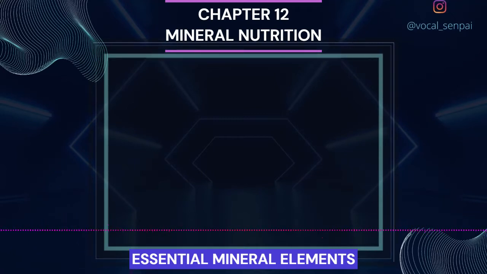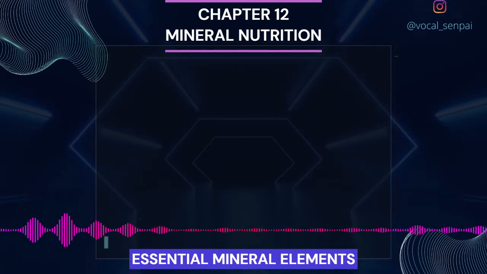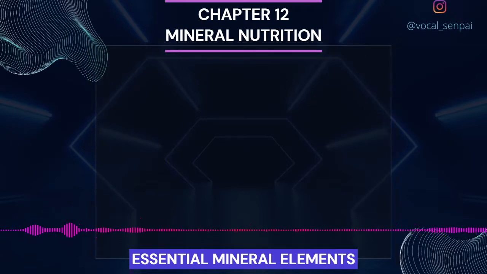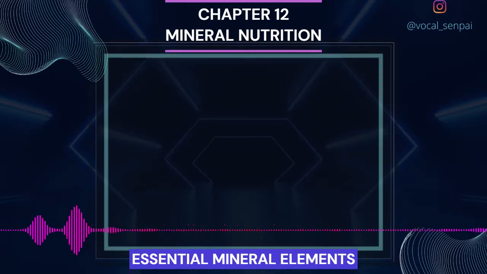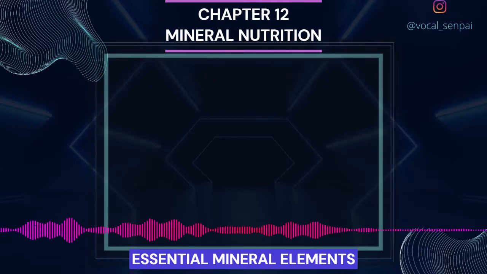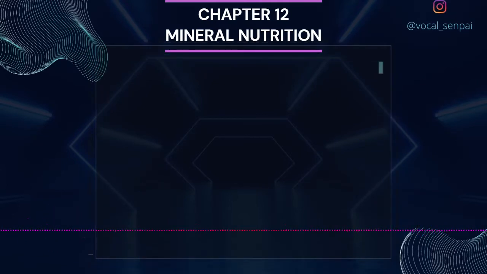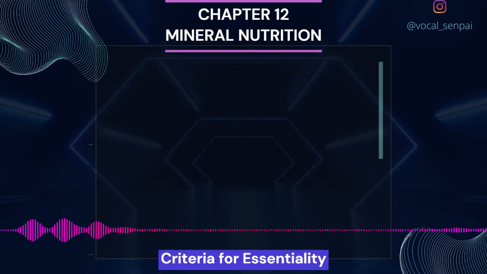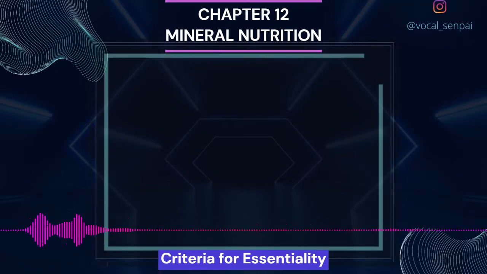The question is whether all the diverse mineral elements present in a plant, for example, gold and selenium as mentioned above, are really necessary for plants. How do we decide what is essential for plants and what is not? Criteria for essentiality. The criteria for essentiality of an element are given below.